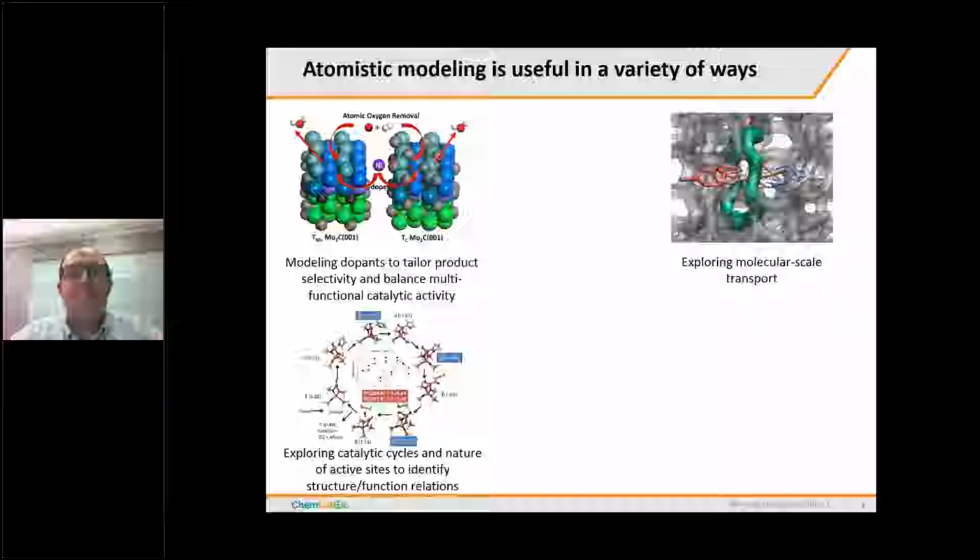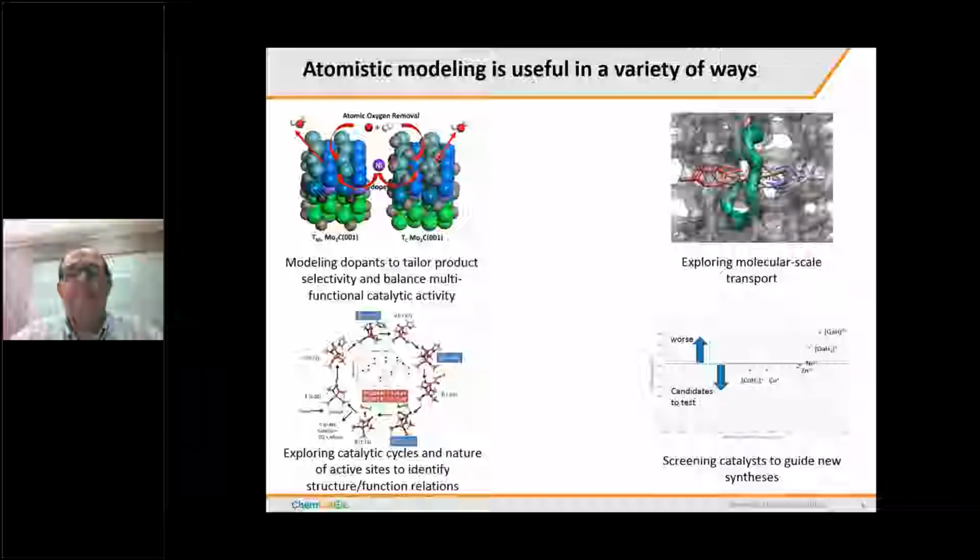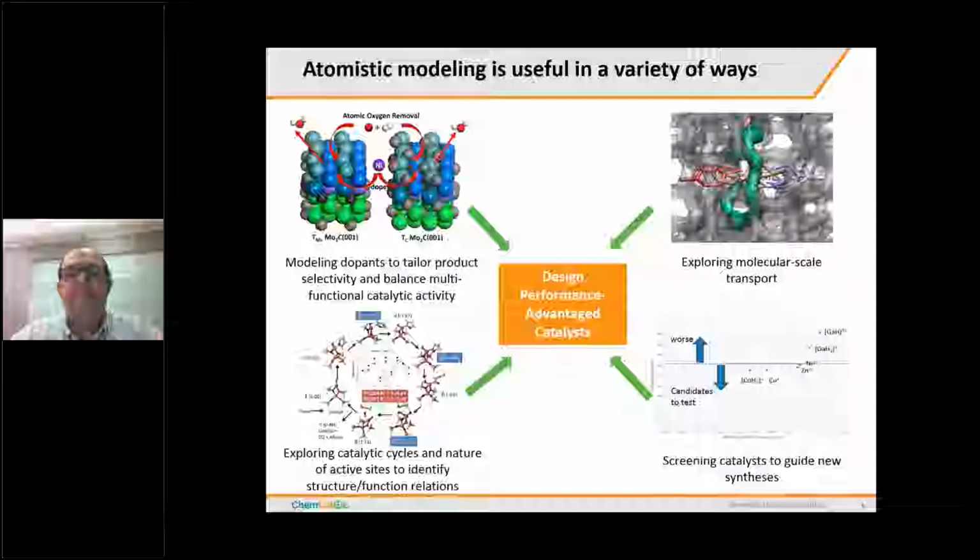We also expand to exploring the molecular scale transfers, for example, using molecular dynamics simulation. And finally, we also screen the catalyst to guide the new synthesis using machine learning, linear regression, and DFT. So this is what we want to achieve, the goal to design the performance advantages of catalyst. Here, I want to share a few examples that we are doing right now.